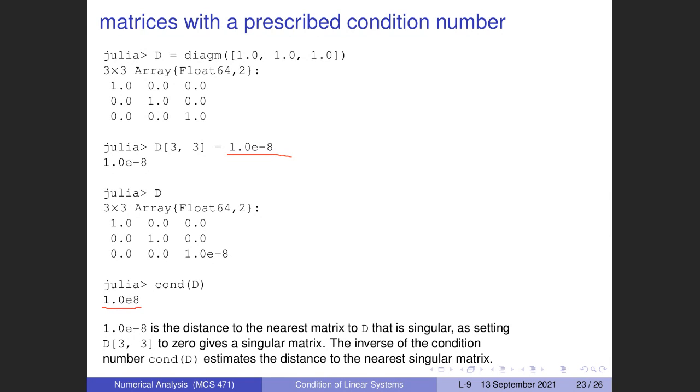Another way to see this geometrically is that if you would have made the last diagonal element 0, you would have gotten a matrix that is called singular, with a 0 determinant. So the 10 to the power minus 8 is kind of the distance to the nearest singular matrix. That's also how you can interpret the condition number, as an estimate of the distance to the nearest singular matrix. And that measures the difficulty of the problem.